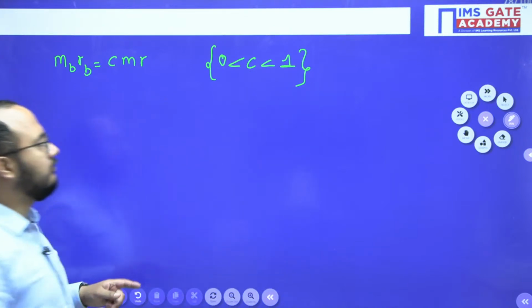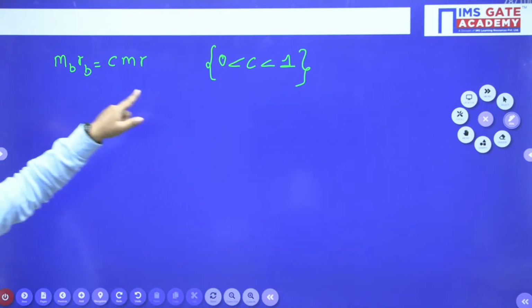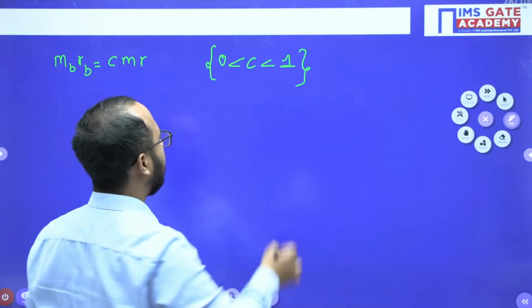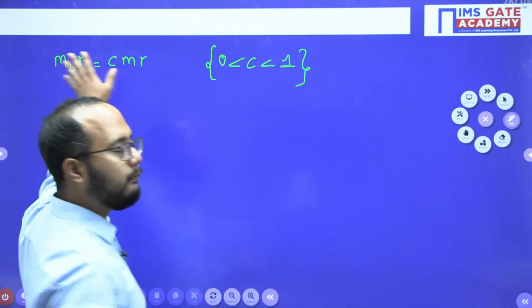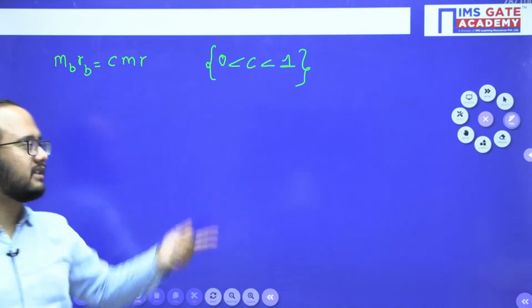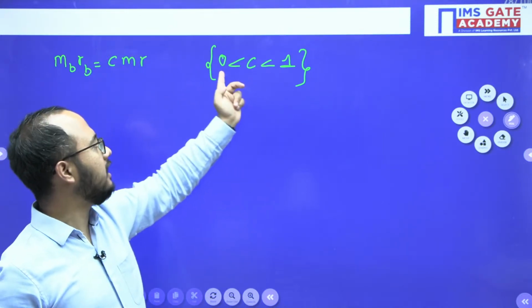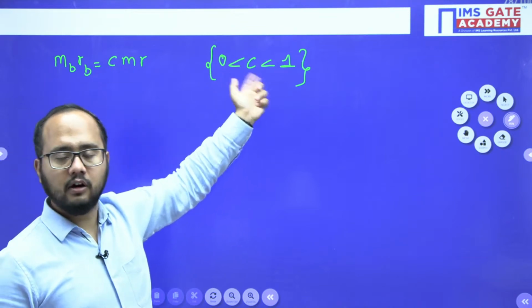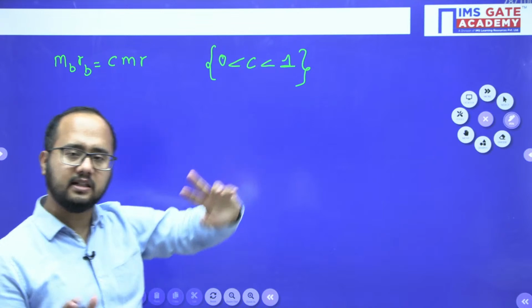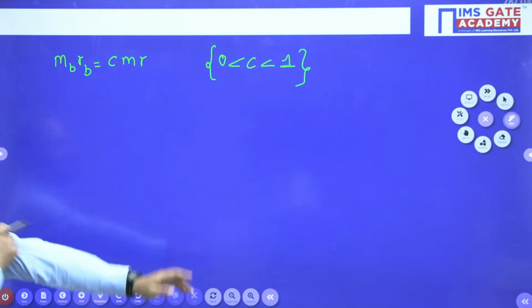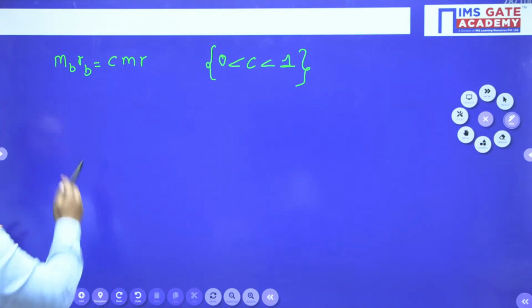Now obviously when C equals 1, what will happen? Complete balancing. That is not the case. That's why we have written less than and greater than signs here. We will not put the value of C equals 0, and will not put the value of C equals 1. Both cases are not practically possible, right? So this relation you should understand.